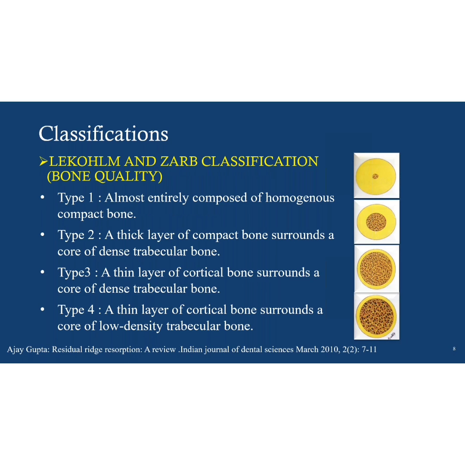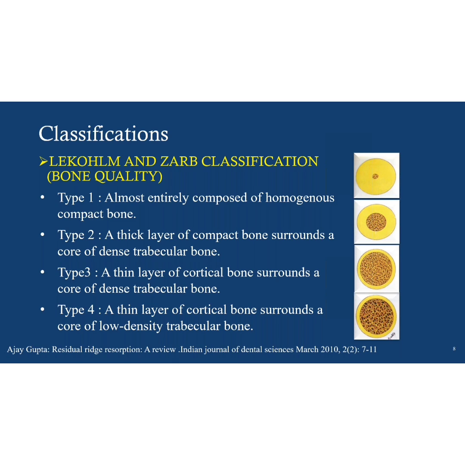Lekholm and Zarb classification. Type 1, almost entirely composed of homogeneous compact bone. Type 2, a thick layer of compact bone surrounds a core of dense trabeculae bone. Type 3, a thin layer of cortical bone surrounds a core of dense trabeculae bone. Type 4, a thin layer of cortical bone surrounds a core of low density trabeculae bone.